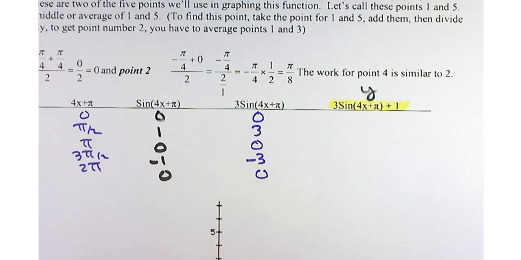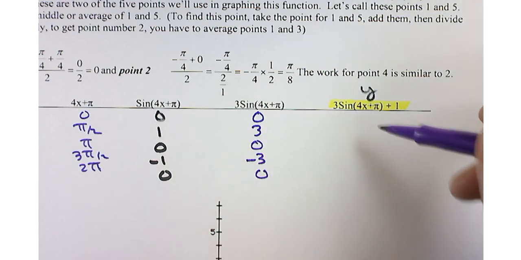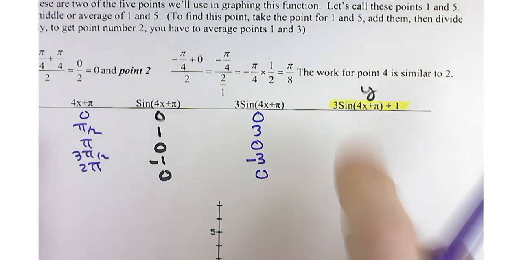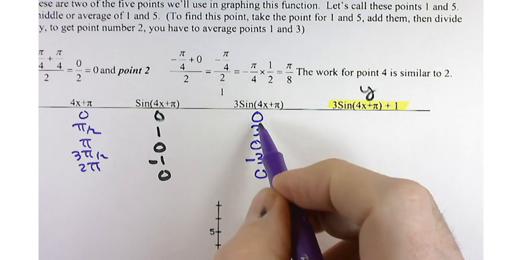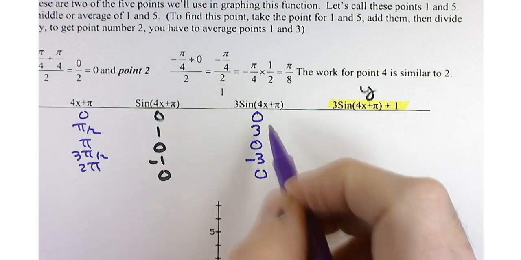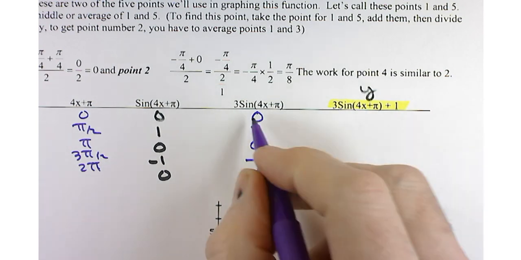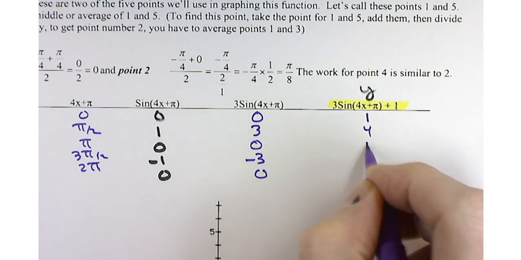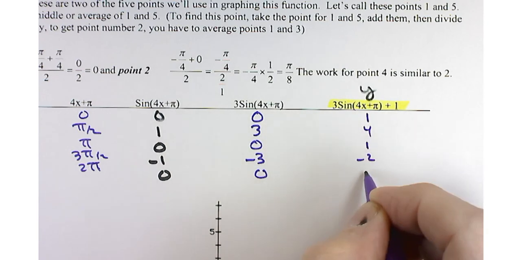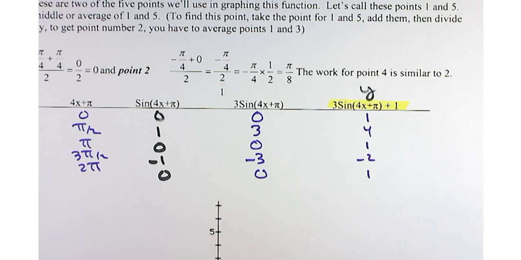And the last thing to do is to plug in this plus 1 and get the y value. Well, the only thing we have to do is shift this up by 1, right? So 0 plus 1 is 1, 4, 1, negative 2, and 1. So great, those are our y coordinates.